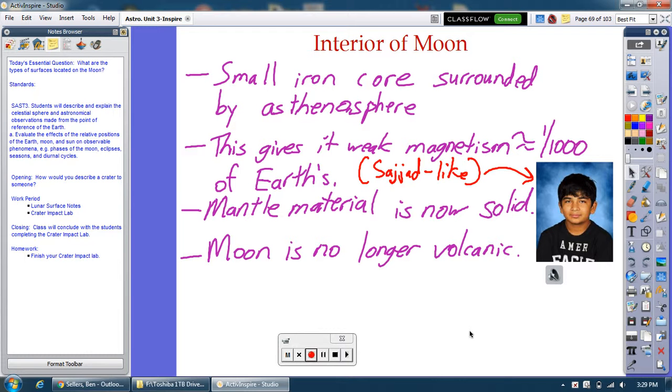gases. So the interior is a small iron core, like I was pointing out a minute ago. It gives it a really weak magnetosphere, or magnetism, about 1/1000th of Earth's, which is not strong. Mantle material is now solid, and we believe it to be no longer volcanic.